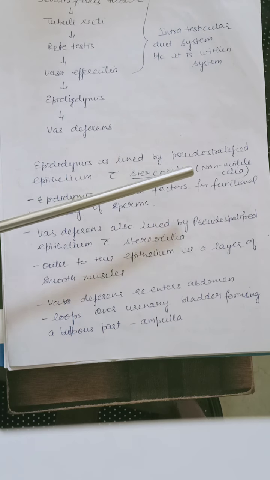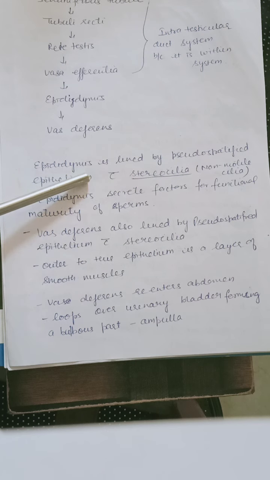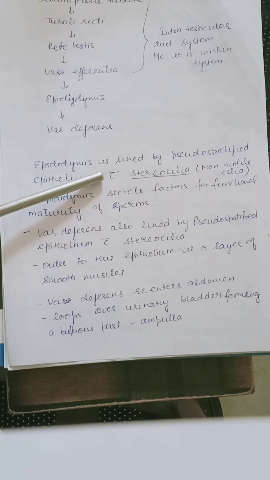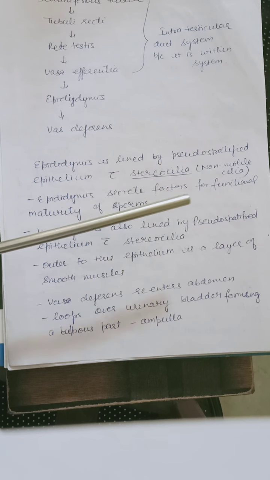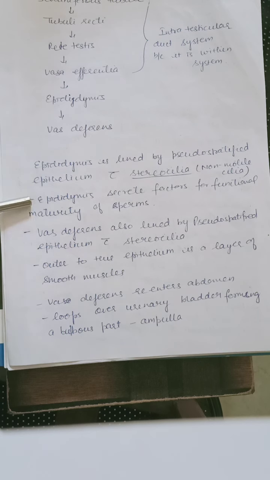Epididymis is lined by pseudostratified epithelium, which you have studied in +1. It is single layered, simple epithelium, but some cells are short in size and some are big in size. So it looks like double layered, but it is single layered. This pseudostratified epithelium has stereocilia. Epididymis secretes factors for functional maturity of sperms. So some maturation of sperm also occurs in epididymis.